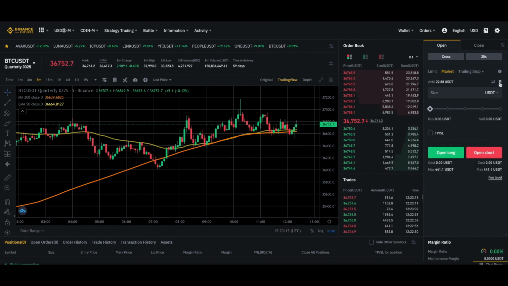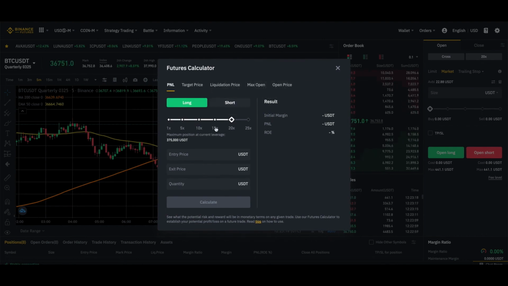Another thing is we've got a calculator here, so on the futures it can help you work out how much money you're going to make basically. So we entered this one at 36,000, our exit price is 40,000. We put in 1,000 US dollars, at 3 times leverage, and then it tells us how much profit we would make from that trade. So yeah, it can also be helpful if you want to use that.